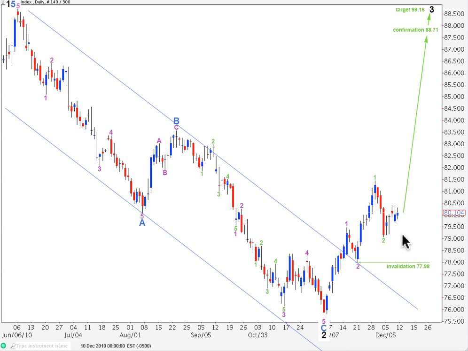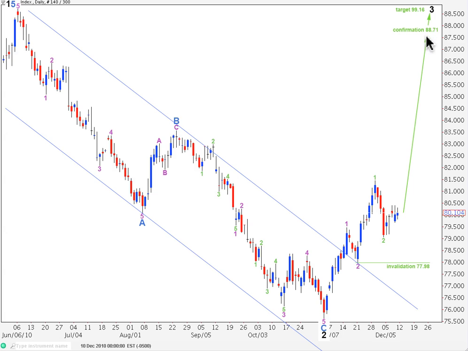Even any further extension to the downside of green wave 2 may not move beyond the start of green wave 1, so this wave count in the short term is invalidated with movement below 77.98. It's confirmed with movement above 88.71, because black wave 3 must move beyond the end of black wave 1. So movement above that point would confirm this wave count and invalidate both of the alternates that I just presented earlier.